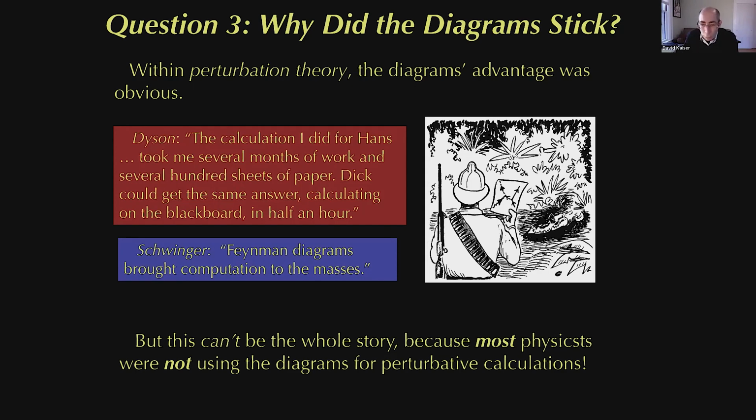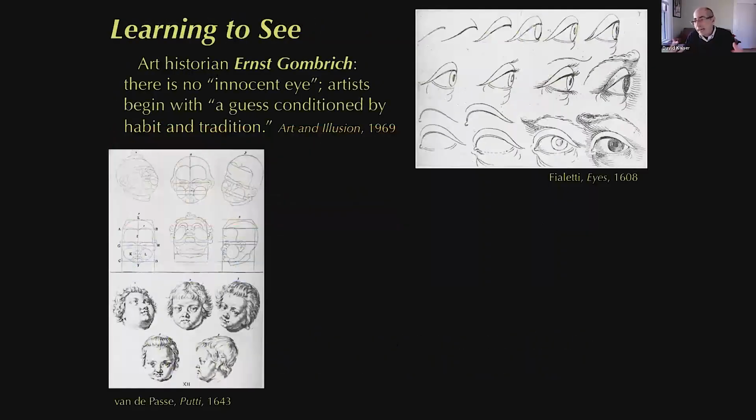because most physicists weren't using them in the early days for what they were most good at, for what the diagrams were most efficacious for. So sure, that would explain why people use them in weakly coupled situations, but what about all these other applications? So to make sense of that, I found it very helpful, actually, very fun, to go back to some classic studies in art history. These are, after all, a kind of visual representation scheme.